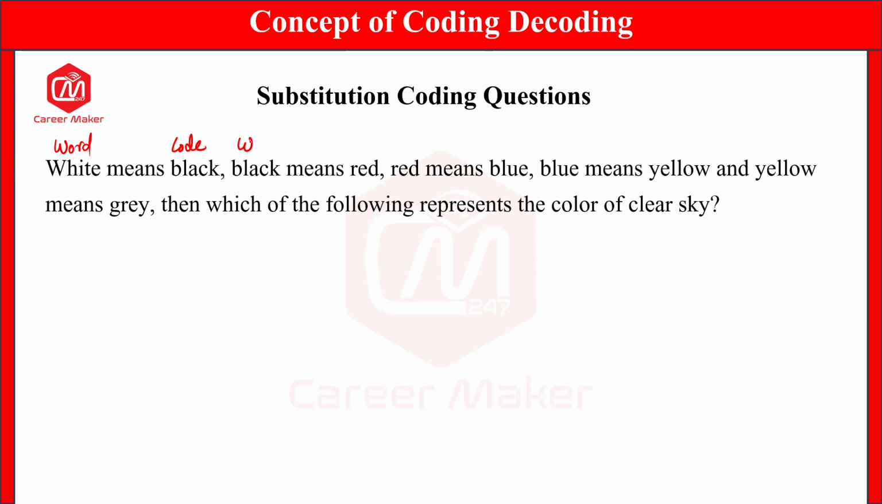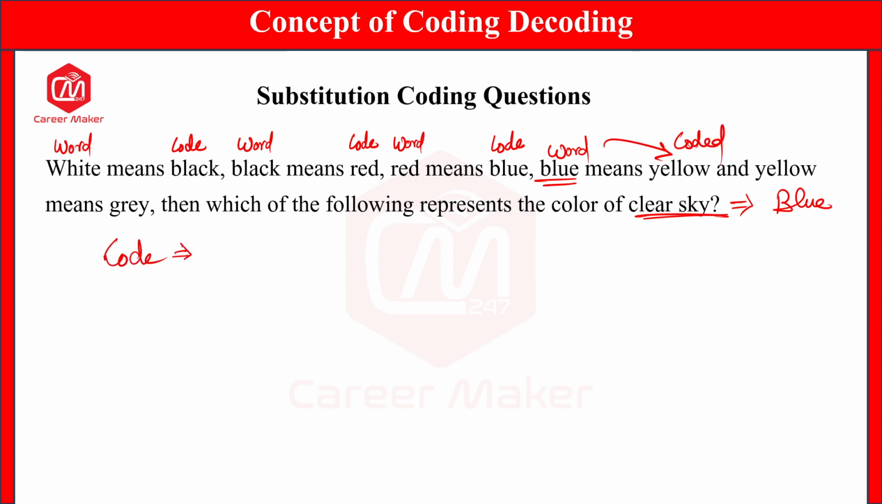Now if you want to know it in more detail, that's your word, that's your code. Now this is another word and its code. That's a word and its code. So code and word can't be the same, right? That red is the code of a certain word, so it can't be the word which is the code. That is what you have to understand. So as the color of a clear sky is blue, and we can see here that the word blue is coded as yellow, our answer will be the code yellow. That is the meaning of this.